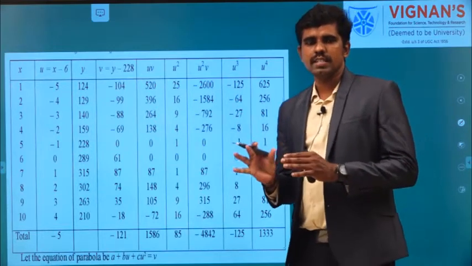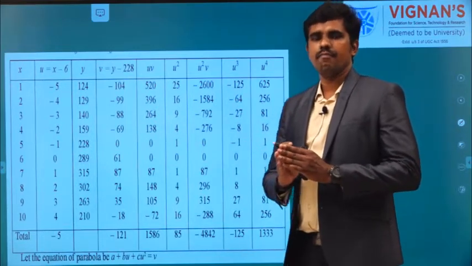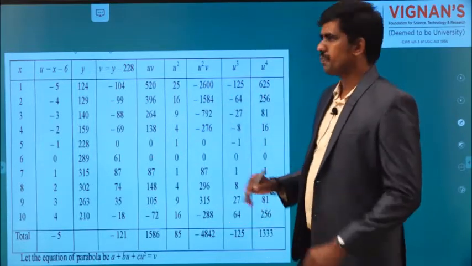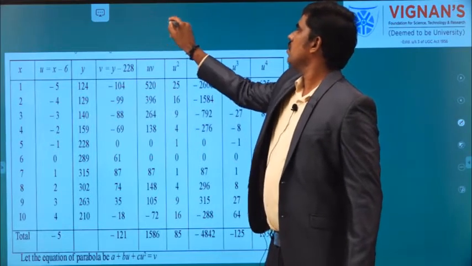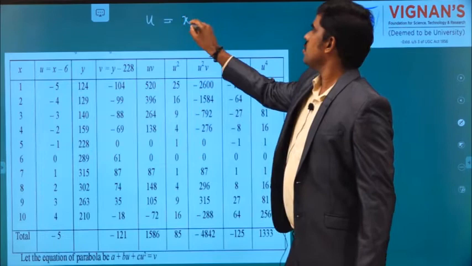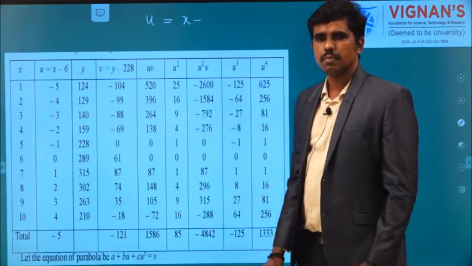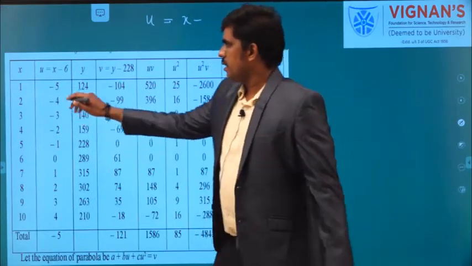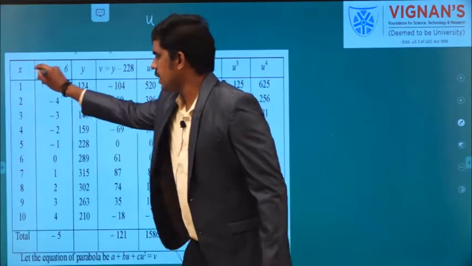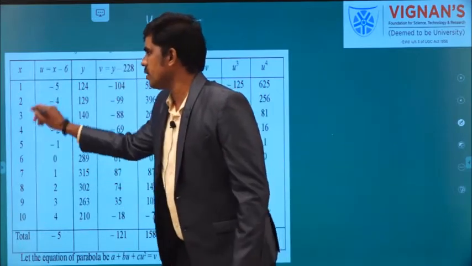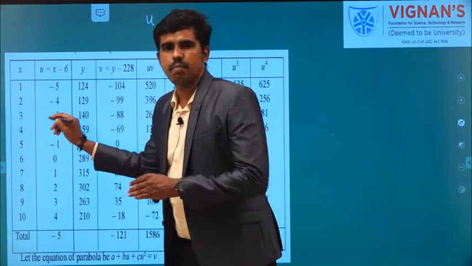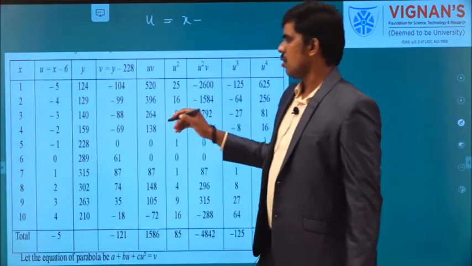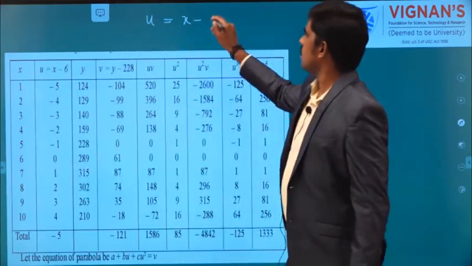I am going to reduce the values, so for that I am going to change the scale. So u is equal to x minus what value am I going to write? You have to take the average value of x, and if that average value is in this x, you have to select that point. If it is not available, take the average value. So normally here you will get 6.